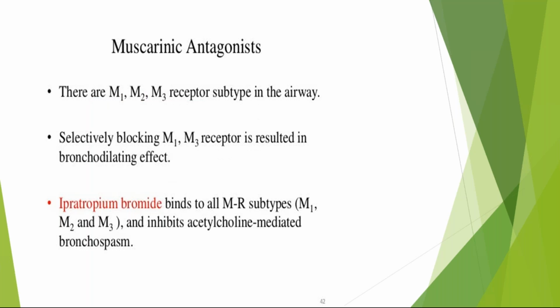Coming to the muscarinic antagonists. There are M1, M2, M3 subtypes in the airway. These muscarinic antagonists act by blocking M1 and M3 and causing bronchodilation. Ipratropium bromide binds to all receptors and inhibits acetylcholine-mediated bronchospasm.